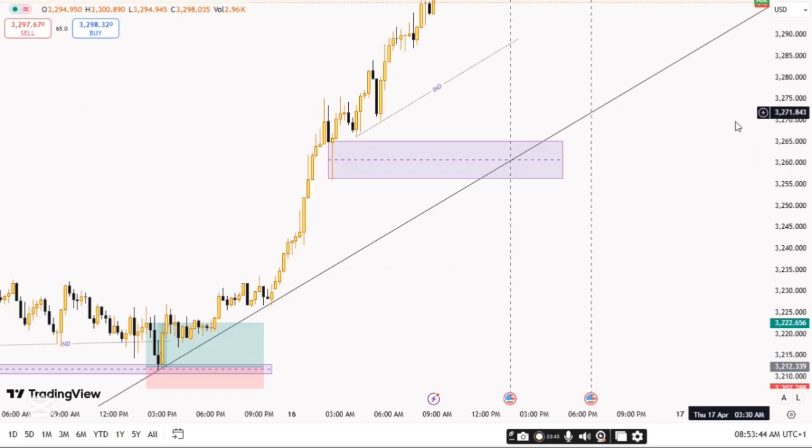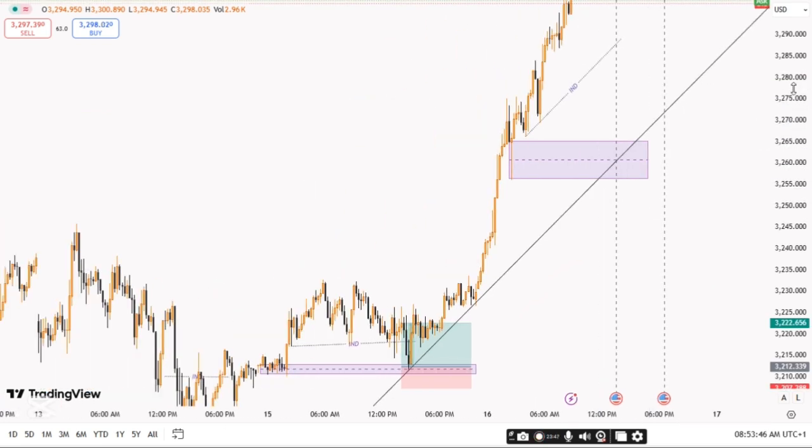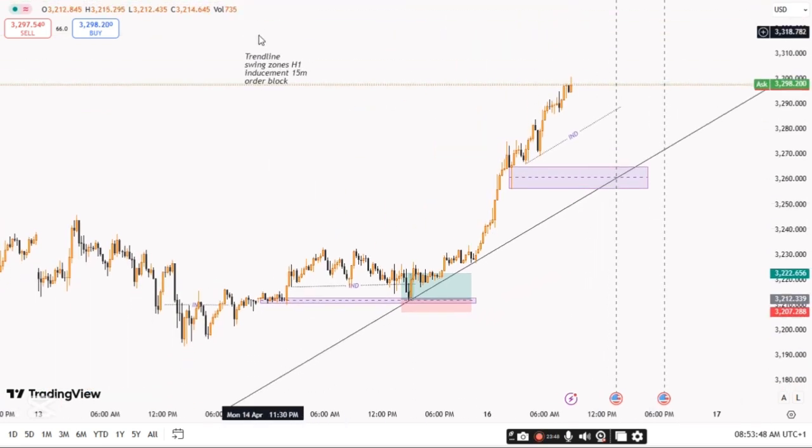It's more like SMC, but a little different, like I changed it. So a recap, if you want to use the strategy, you have to pay attention to your trend line, swing zones on 1 hour, inducement on 15 minutes, and order block.